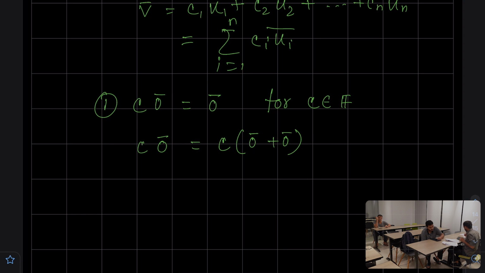Anything you add to zero stays the same, like s plus 0 is s. So now what you can do is multiply this using the distributivity of multiplication over addition, and this will be c times 0 plus c times 0.